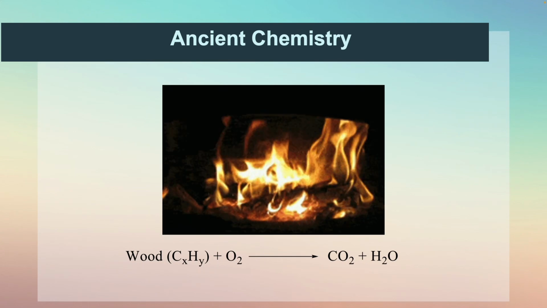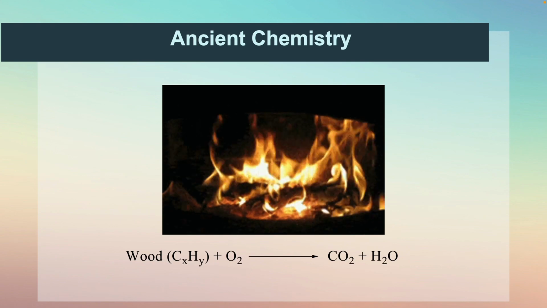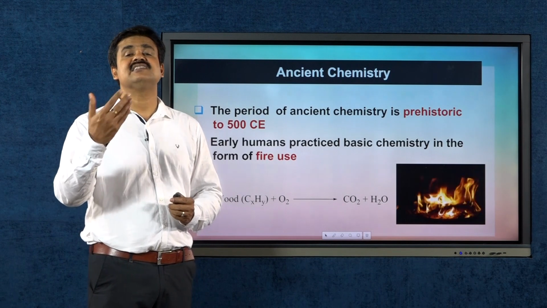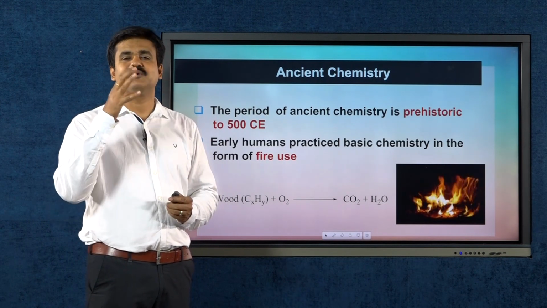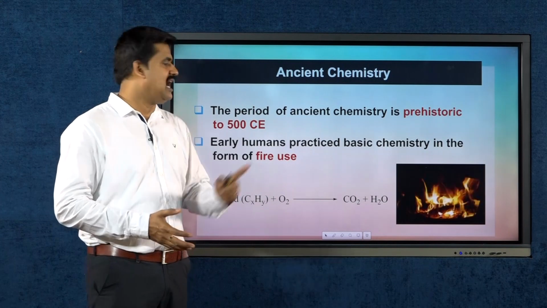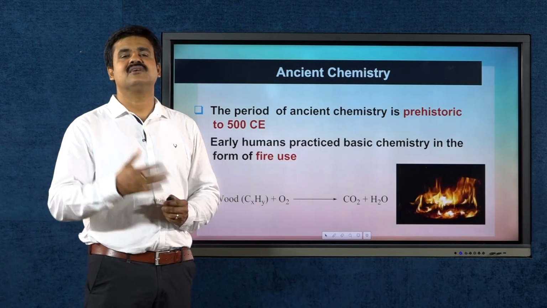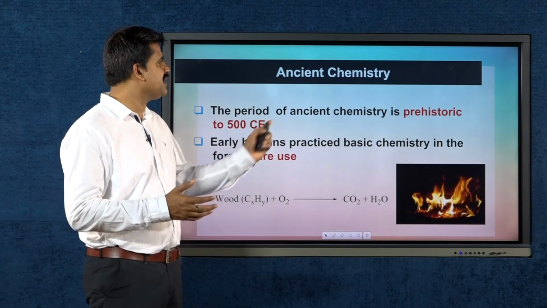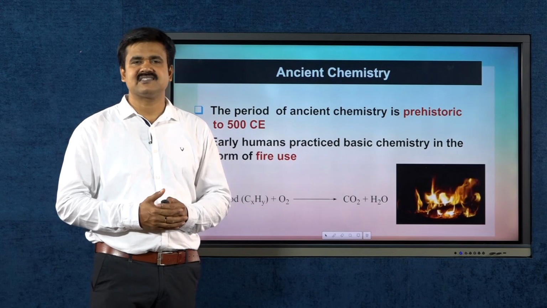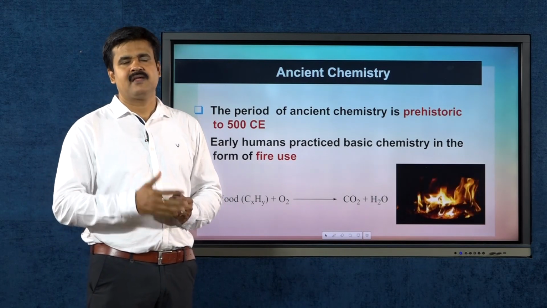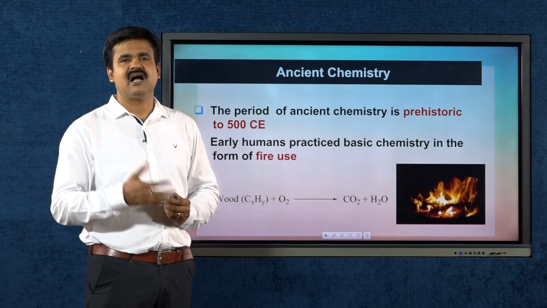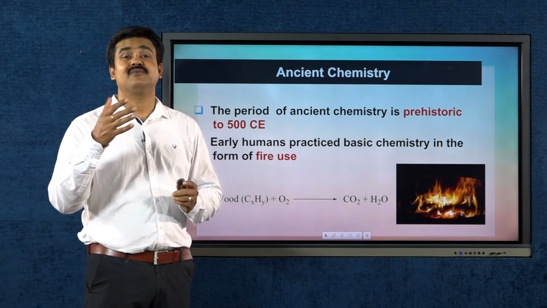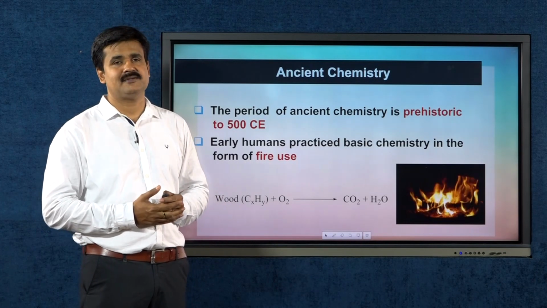On reaction with atmospheric oxygen, that is combustion or oxidation, carbon is completely oxidized to carbon dioxide and hydrogen is oxidized to water. So, during combustion of wood, fire is produced, and this is the chemical reaction that occurs during the combustion of wood. So, the people who lived in the period from the prehistoric age to 500 CE produced fire from various sources like wood, and they practiced basic chemistry because the production of fire is a chemical reaction.